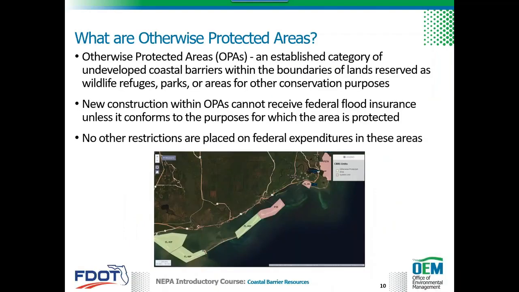Otherwise protected areas, called OPAs, are an established category of undeveloped coastal barriers within the boundaries of lands reserved as wildlife refuges, parks, or areas for other conservation purposes. New construction within OPAs cannot receive federal flood insurance unless it conforms to the purposes for which the area is protected. No other restrictions are placed on federal expenditures in these areas. Therefore, the federal funding prohibitions of the Coastal Barrier Resources Act do not apply to these areas.